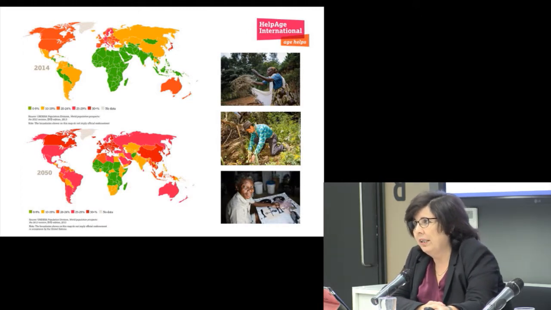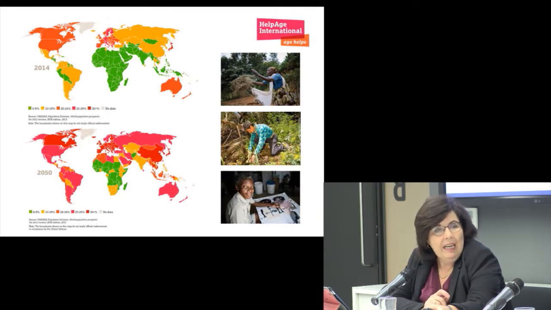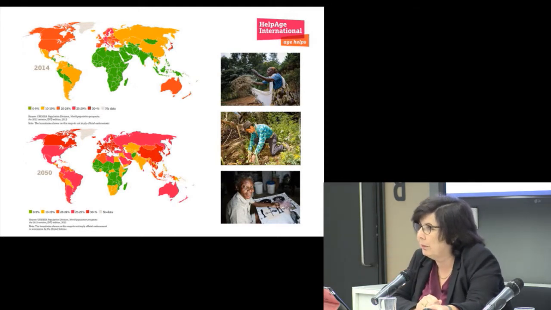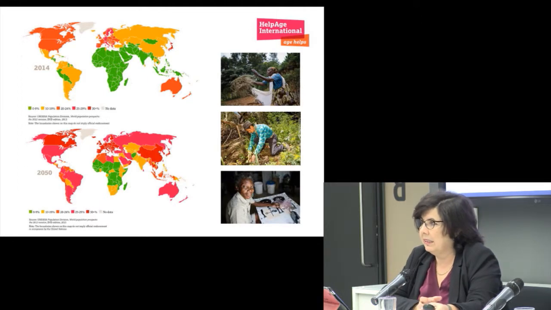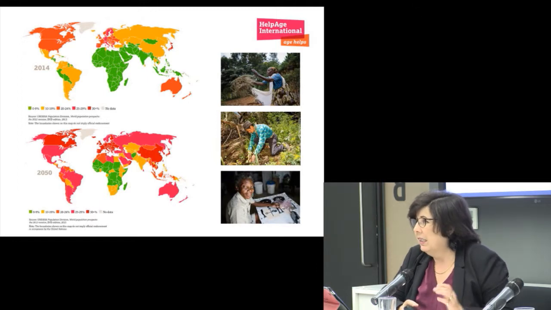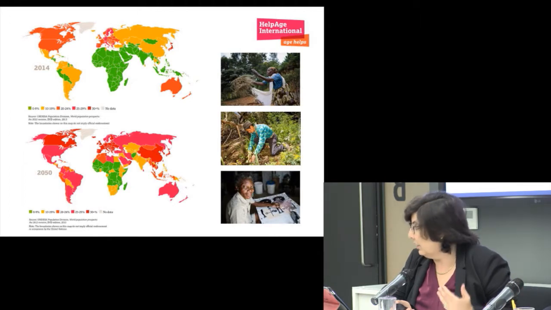The two graphs illustrate the process of aging from 2014 to 2050, and everything that turns from green to red is going through a process of fast aging. From green to red, you have the percentage of all the people in that particular country or region: green under 9%, moving to yellow at 20%, then over 25%, between 25 and 30, and over 30. This illustrates that aging is a global phenomenon.